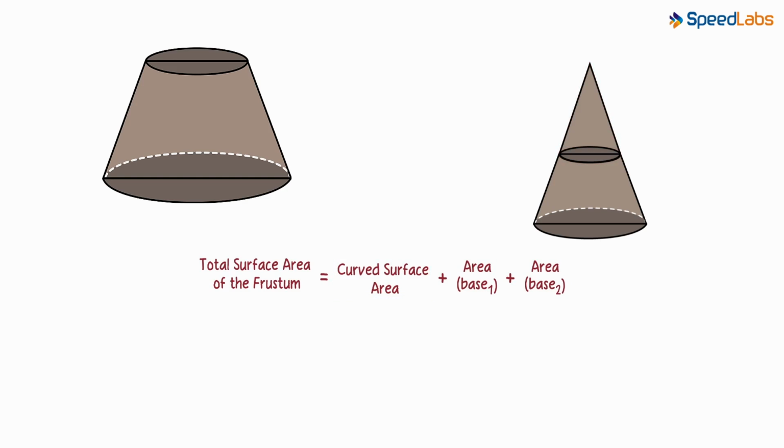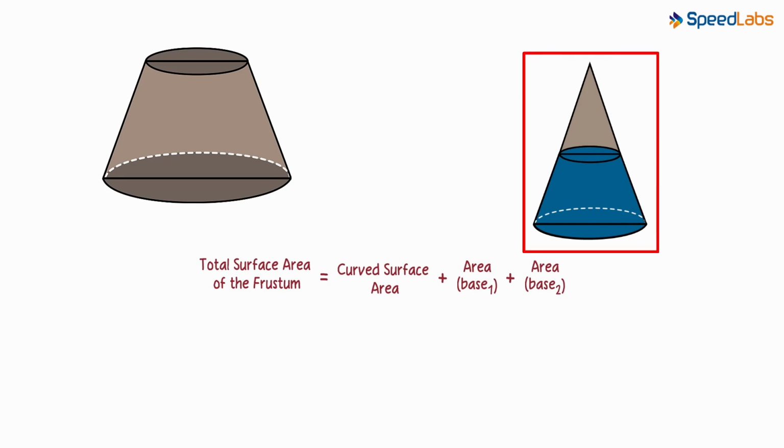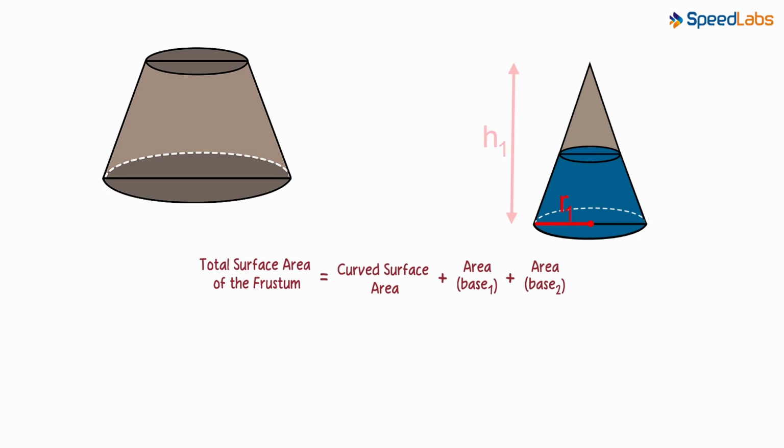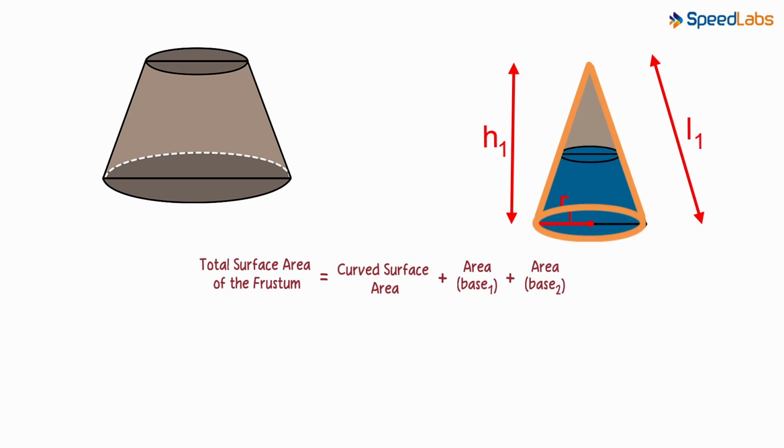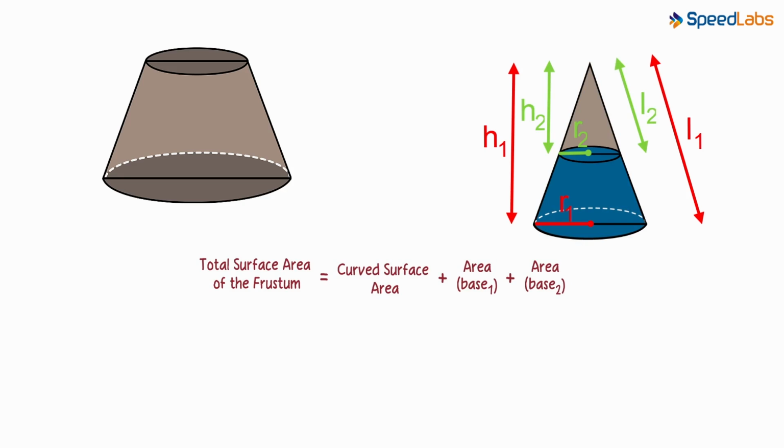To avoid confusion, let me shade the frustum. It is this shaded area we are interested in. Let's see how this technique of adding the little cone back helps us. Let R1, H1, L1 be the radius, height and slant height of this entire big cone. Let R2, H2 and L2 be the radius, height and slant height of the smaller cone, and finally let H and L be the height and slant height of the frustum.